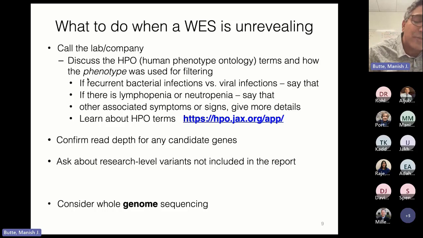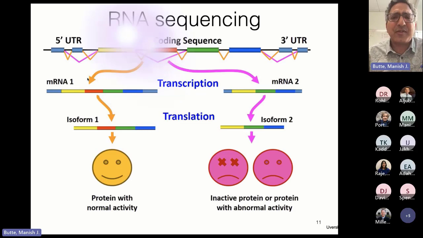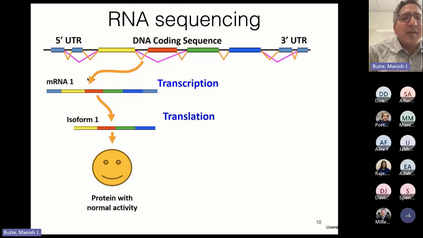Okay, so let me go back here. This is a figure showing the utility of genome sequencing when it's combined with RNA sequencing. This is the approach that we take here at UCLA for patients where the gene panels are not sufficient and where exome is not sufficient.